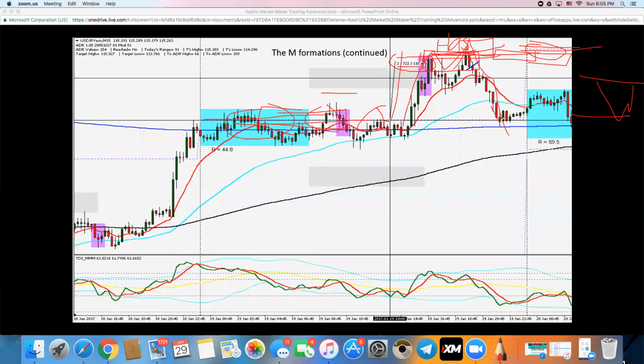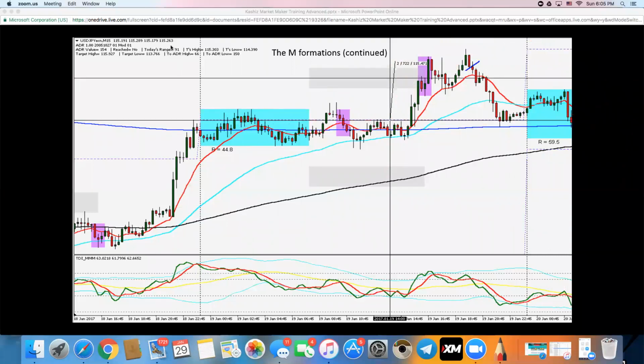And then where price ends before Asia, this will be the low. Okay, that's how you start understanding these. That's how you start going naked on your charts and stuff like that. Okay, so make sure you have that down.